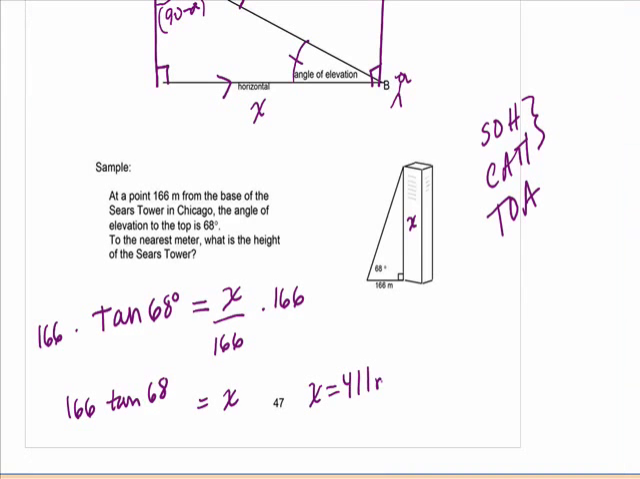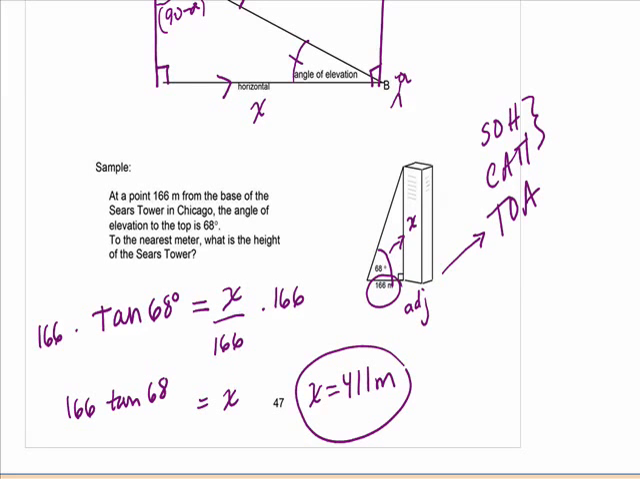So now we can say that x is 411 meters. So to recap, we know we were given this angle, and I kind of asked myself, relative to that angle, what two sides do I have? I had the opposite side and I had the adjacent side. That told me it was tangent. I always take the tangent of the angle, I set my proportion, and I solved for x.